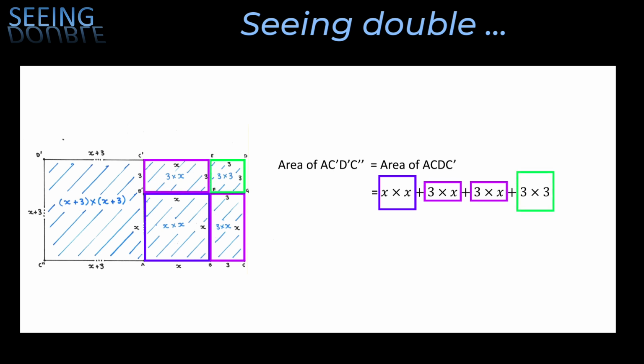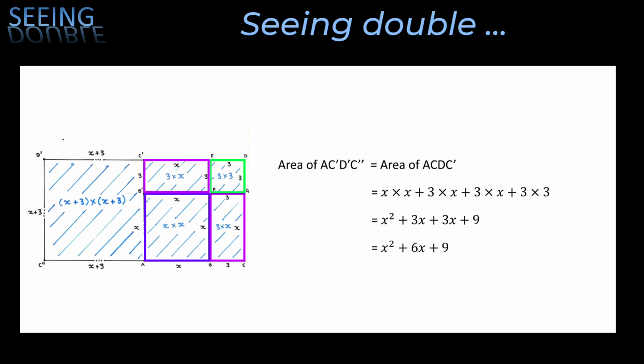As such, the total area of square ACDC' is x by x plus 3 by x plus 3 by x plus 3 by 3, which can be written as x squared plus 3x plus 3x plus 9, or even x squared plus 6x plus 9. Based on the equality between ACDC' and AC'D'C'', this diagram convinces me that x squared plus 6x plus 9 equals x plus 3 all squared. A statement like this is called an identity.